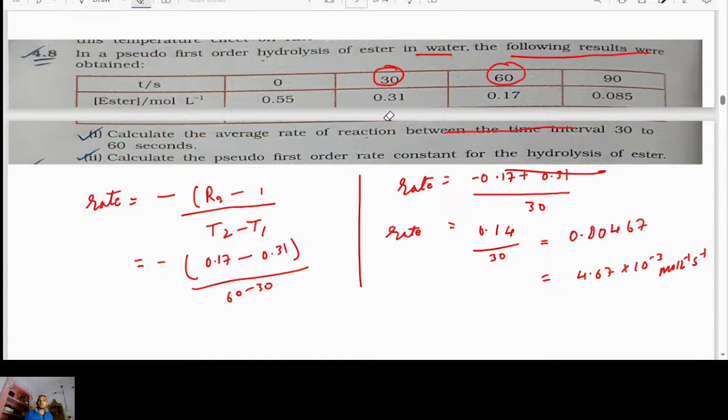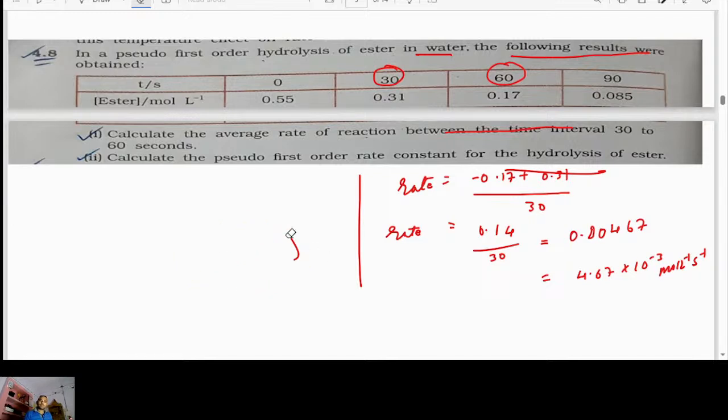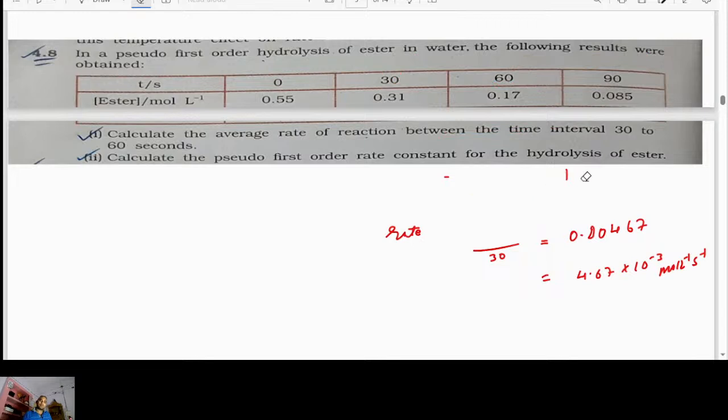Order will be the same, student, order will be the same. It is not going to change. So this is the pseudo first order. What is the definition, student? It is said that the reaction appears to be higher order, but it follows the low order, that is one order, that is first order, is called pseudo first order.